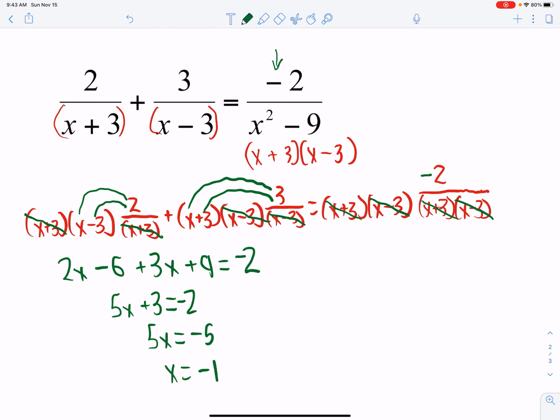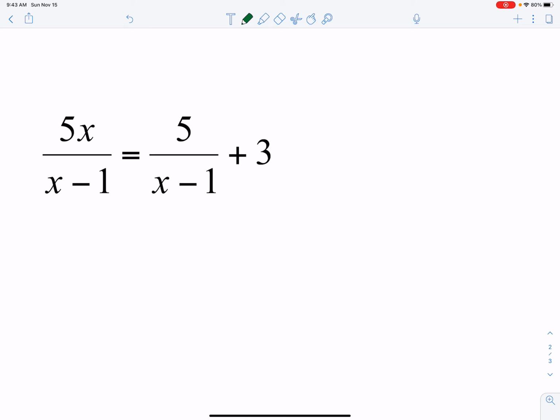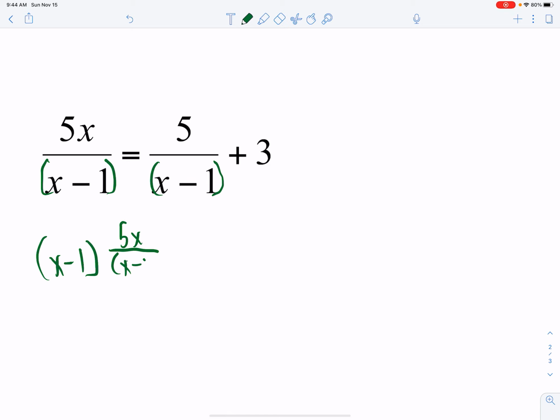Okay. Let's take a look at our next example. Here we have 5x over x minus 1 equals 5 over x minus 1 plus 3. So here there's nothing we can do to factor the denominators, and our only denominator here is x minus 1. So let's multiply that denominator by every term. X minus 1 times 5x over x minus 1 equals x minus 1 times 5 over x minus 1 plus x minus 1 times 3.